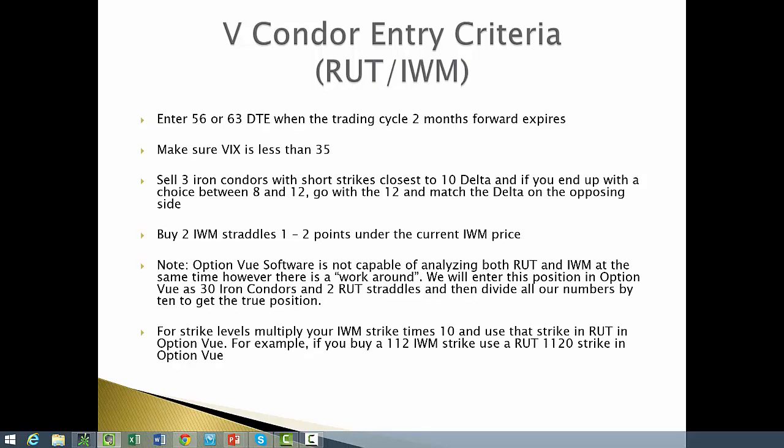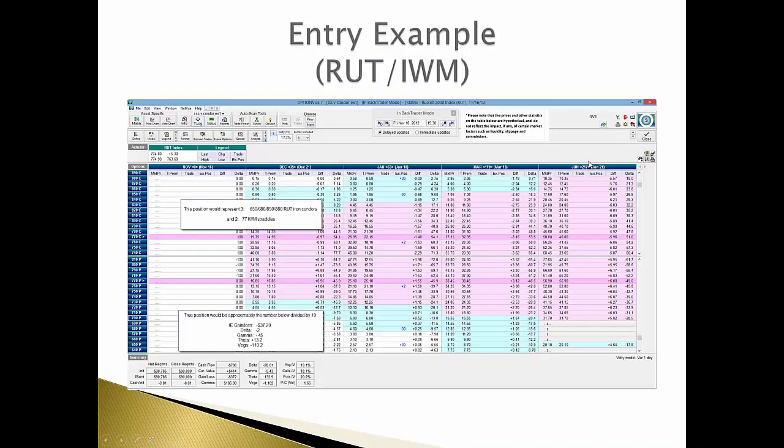As for strike levels, for your IWM strikes, what you do is you multiply your IWM strike times 10 and use that number in Russell for OptionView. So if you buy a 112 IWM strike, you would use a 1120 Russell strike in OptionView. So here's an example that would represent our RUT IWM position if we were using OptionView. You can see this position here would represent 3 650, 680, 850, 880 Russell condors with 2 77 IWM straddles.